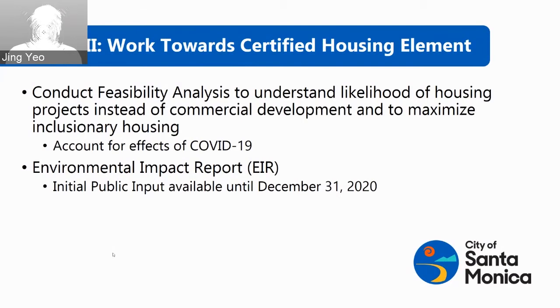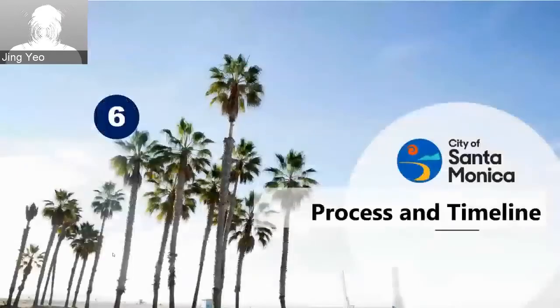And finally, under all of this is an environmental impact report that will be done as well. We did want to note that the notice of preparation is a sort of launch on a public notification that the EIR is starting, and the initial public input period will be available until December 31st. And Carrie will talk more about the process and timeline going forward. So that brings us to this final section, where, as I mentioned, Carrie will be talking about the process and timeline and what you can expect going forward, and help that we will need from you.